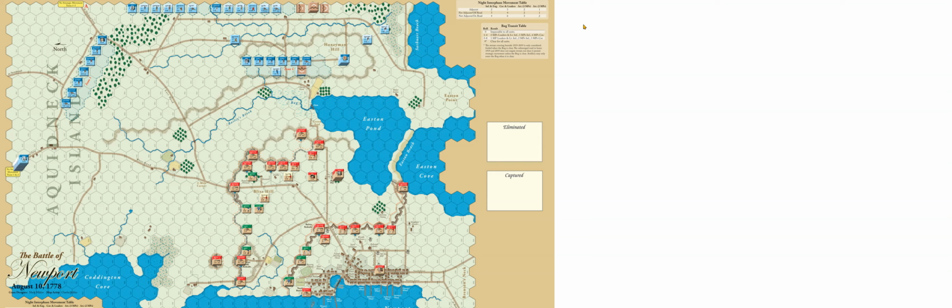Some of these are well known. The Battle of Saratoga, Brandywine Creek, Guilford Courthouse, Monmouth Courthouse, and Germantown. Those are all names that most people are familiar with.